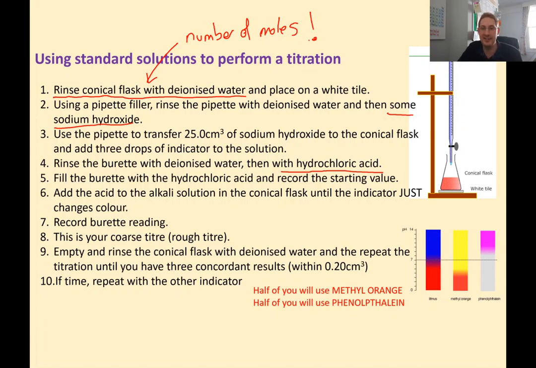We add the acid to the alkali solution till the indicator just changes colour. We record the burette reading, and we look at the coarse titer, the rough titer. In terms of concordant results, here it says within 0.2 centimetres cubed. Often you're told 0.1 centimetres cubed. You'll almost certainly be told in the question otherwise. Go with 0.1 centimetres cubed.